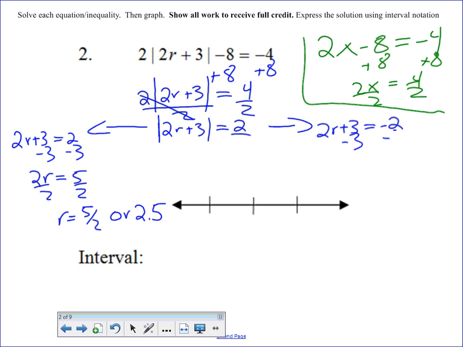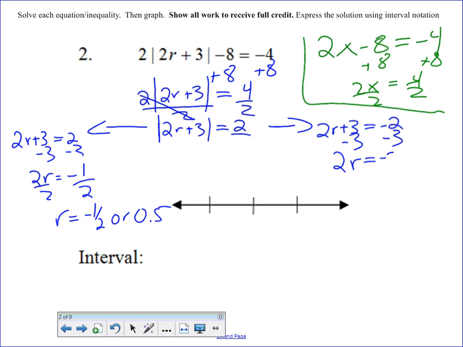Over here, I subtract 3 from both sides. Oh, I made a mistake. I'm sorry. Well, let's stop and start. Well, the mistake is right here. 2 minus 3 is not 5. 2 minus 3 is negative 1. So I'll get r equals 1/2 or 0.5. My apologies for the mistake.